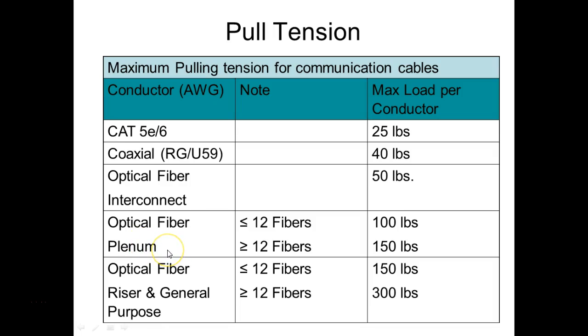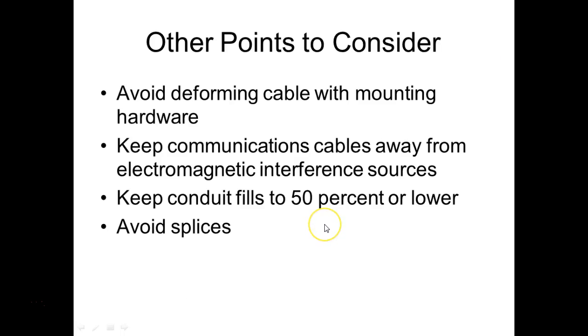Optical fiber premise, plenum, and we talked a little bit about what the plenum was. So the plenum is the space between a suspended ceiling and the actual true ceiling. If you're pulling less than 12 fibers, now this is not a conductor, this would be a cable that's got Kevlar and all that other kind of stuff in it that we could pull with, 100 pounds. Plenum would be 150. Riser cables, these would be your pull tension on those.